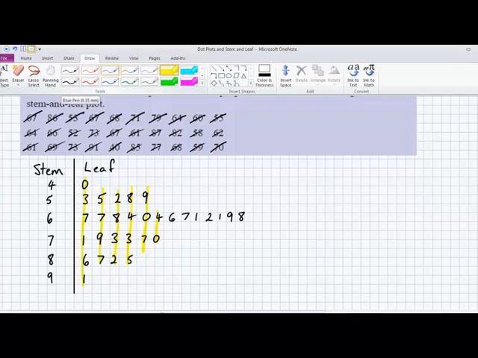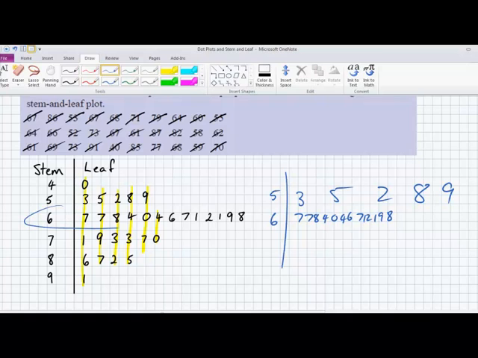If I was to write them not in line like that, then I could end up having the 50s written like something like this. 50, and then 3, 5, 2, 8, 9, and I could write my 60s as in 7, 7, 8, 4, 0, 4, 6, 7, 1, 2, 1, 9, 8. Okay, and now that looks ridiculous, but it also doesn't show you the spread of data and where the data is grouped. Okay, so it's easy to see in my original that there was a big grouping of data in the 60s. So it's important that you set it out correctly.